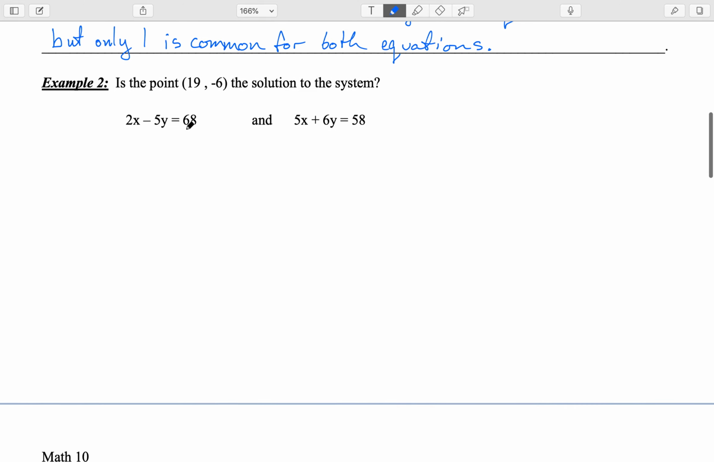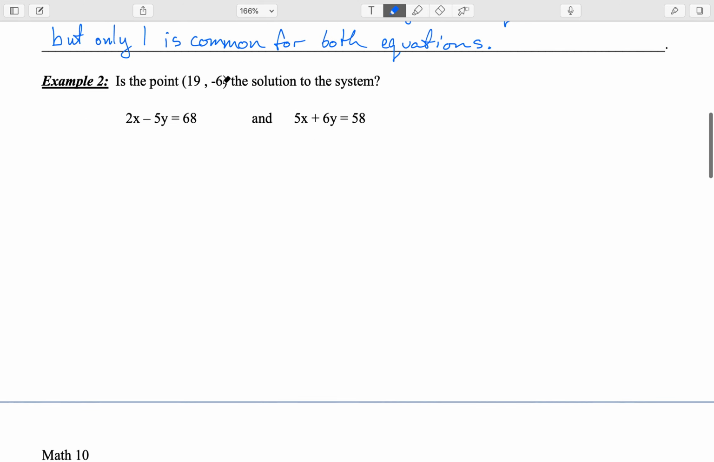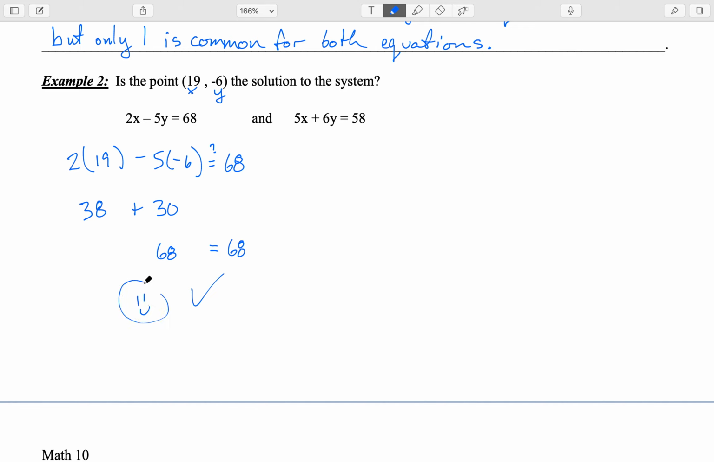Okay, so how about this one? It says, is this point 19 comma negative 6 a solution to the system? I don't know. In other words, when I plug in my x and y value, it should work in both. Well, let's try it. Here we go. So 2 times x is 19, minus 5 times y is negative 6, is equal to 68. Is it? I don't know. Maybe it's equal to 68. Maybe it's not. So 2 times 19 is 38. Minus times minus is plus. So plus 5 times 6 is 30. Hey, that does make 68. 68 is equal to 68. Yep. Ta-da! It works.